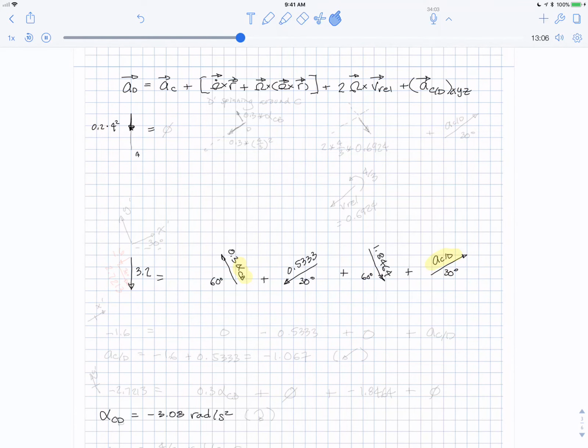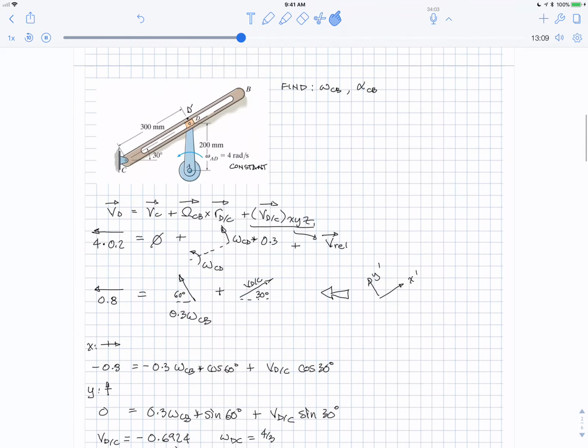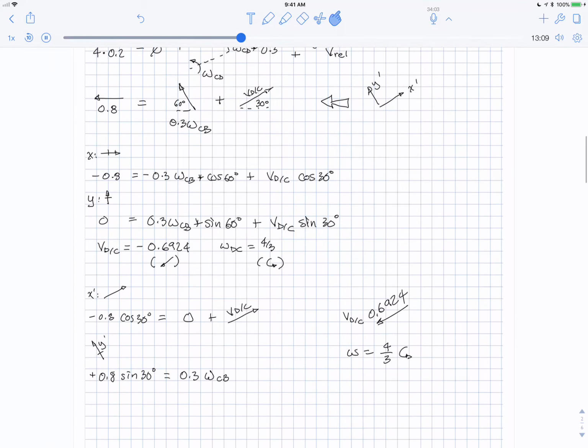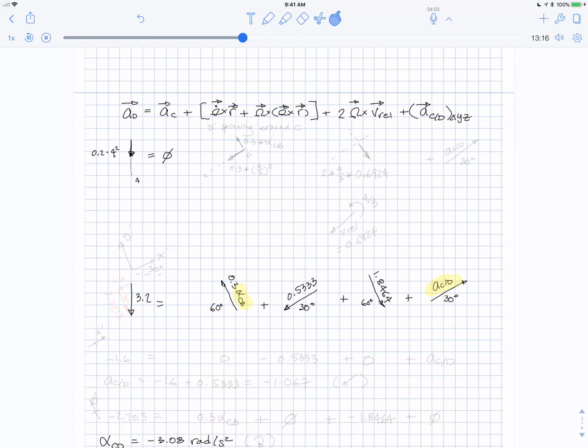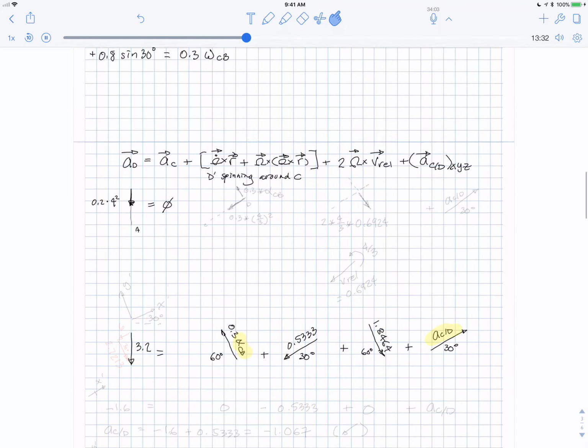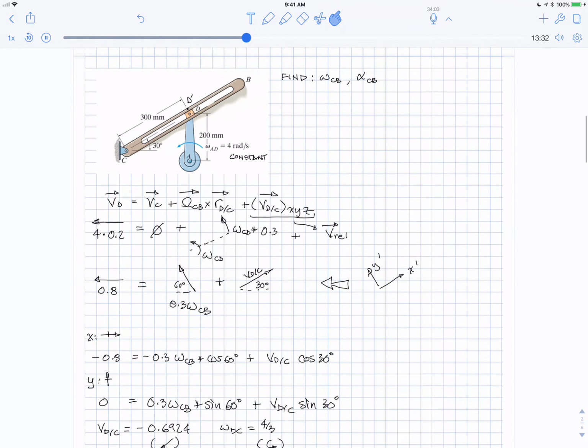Okay? The acceleration of c, if you look back at the picture, c was that pin, which isn't even moving. So nice, that's 0. And all this stuff in the brackets here, again, I just want you to think d spinning around c, d relative to c, spinning around c. Or if it helps you, think of that point right next to d prime. So d spinning around c.